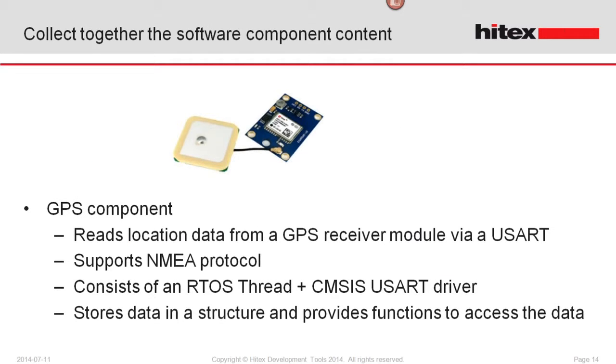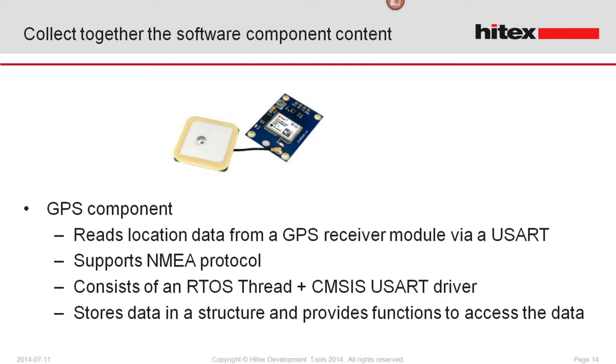So in this example we're going to look at how we can reuse some code and make a component, and in this case we have a simple external GPS receiver that interfaces onto our microcontroller via a USART. We're going to read serial data in the form of an ASCII string which is in the NMEA protocol, and our code is going to run as a simple RTOS thread and communicate to the GPS receiver through the CMSIS USART.